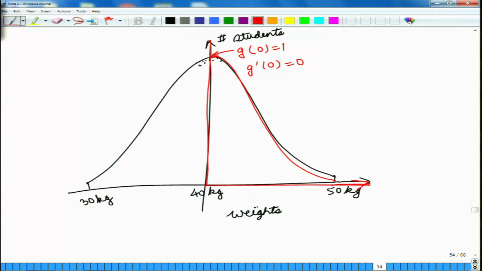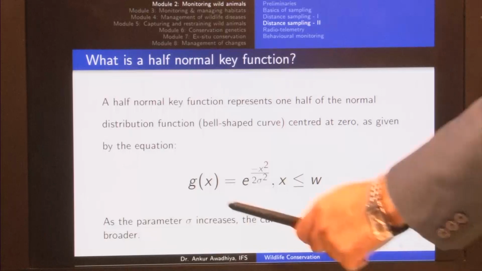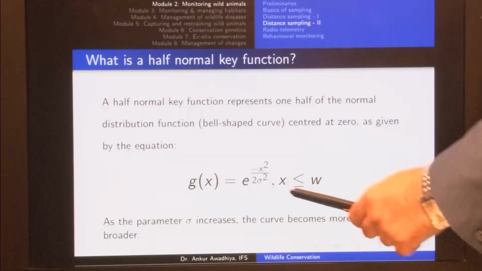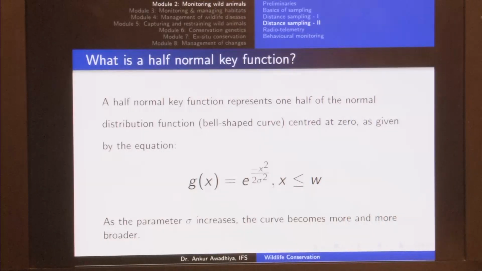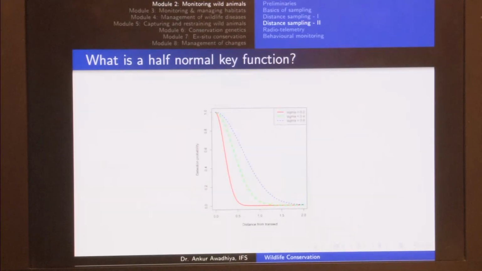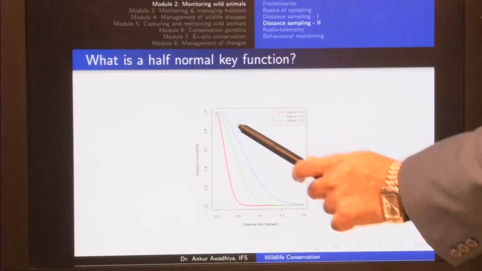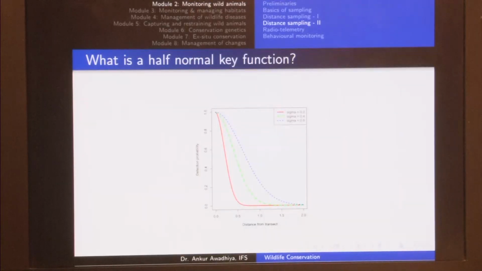Now, the equation of the curve is given as g of x is e to the power minus x square by 2 sigma square when x is less than or equal to w. For this particular course it is not essential to remember all these formulae, but just a general shape would suffice. So, basically this is our half normal. You can have different kinds of half bell shaped curves depending on the values of sigma.